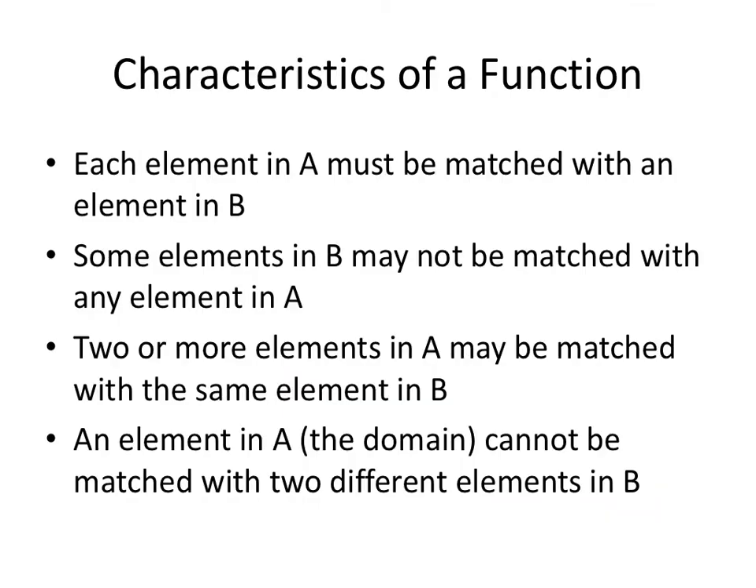So characteristics of a function, we've talked about this. Each element in A must be matched with an element in B, a single element in B. Some elements in B may not be matched with any element in A. Two or more elements in A may be matched with the same element in B, and we saw that in our picture. And an element in A, which is the domain, cannot be matched with two different elements in B, the range, the output.